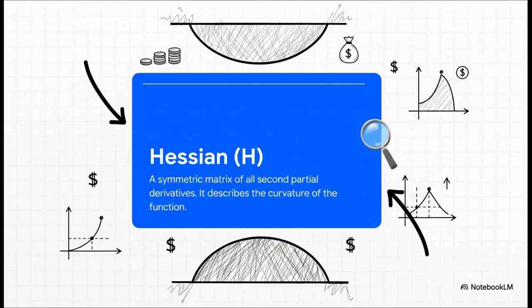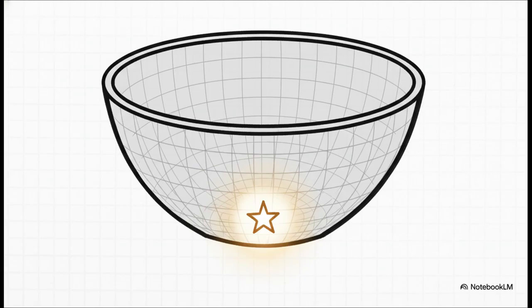It describes the curvature. Is the ground curving up under your feet like you're in a big bowl, or is it curving down like you're on top of a dome? And this is a total game changer. For portfolio risk, the Hessian is just 2 times the covariance matrix. Sound familiar? Now, this matrix has a special property.